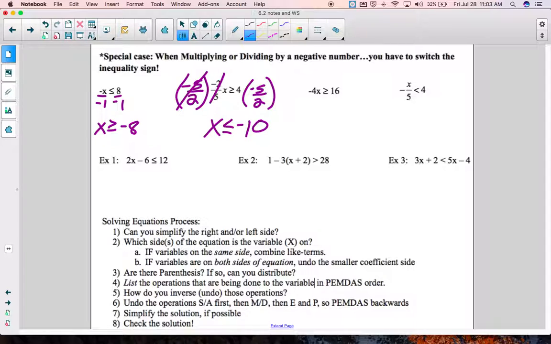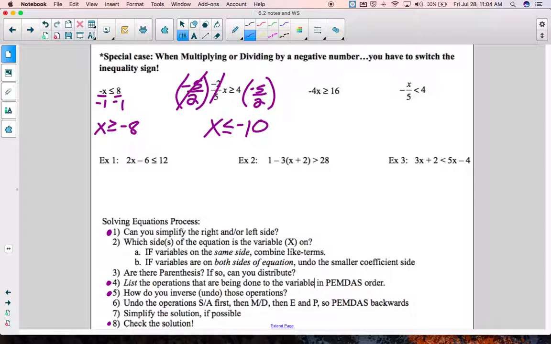Now you'll get some two-step inequalities, like example number 1 down below. And then I'm going to push you a little bit. Now remember, here's our solving process. We used to just talk about what side the variable is on, what's being done to it, and how do you undo it, and then check your answer. So let's try that for example number 1.